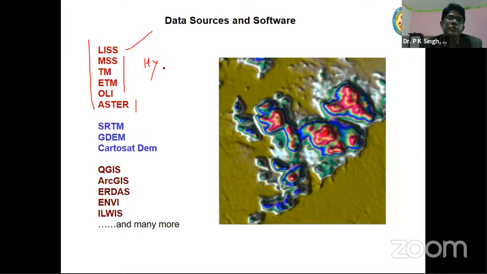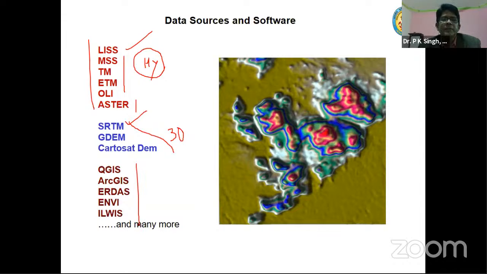For that, if you want to learn something, that data is available. Luckily, your area falls in that particular strip where the data is available. You can use it for the analysis also. These are DEM data available: SRTM, GDEM, CartoSat DEM, and all are 30-meter resolution data that can be freely downloaded. Earlier, SRTM data other than the US was 90 meter, but from 2014-15, 30-meter resolution data is available.